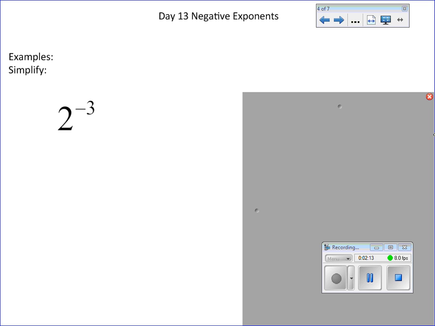First example, starting off very basic. We have 2 to the negative third power. With it being 2 to the negative third power, we know that that is the same as 2 to the negative third power over 1. We're now going to take this and move it to the bottom. And when we do that, the exponent then becomes positive.